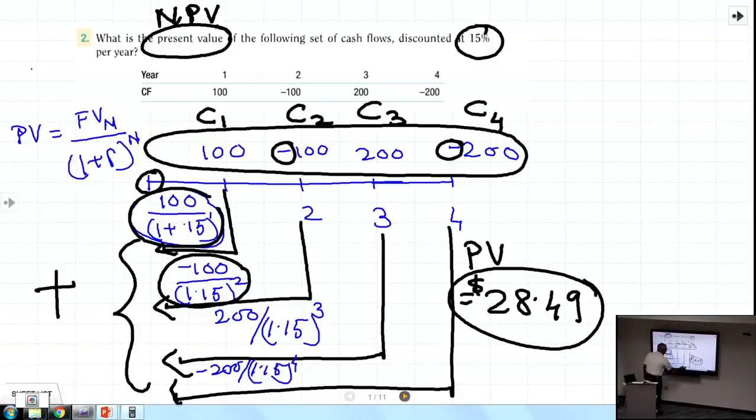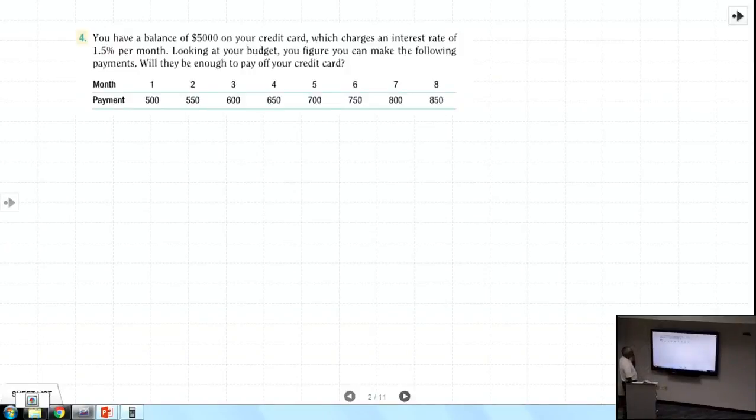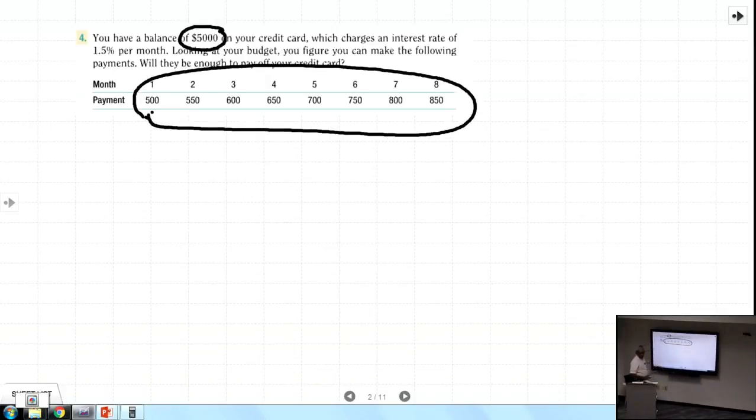Okay. Now we go to another type of problem. Over here, again, you have a $5,000 balance on your credit card with interest rate charges of 1.5% per month. Looking at your budget, you figure you can make the following payments. Will they be enough to pay off your credit card? So again, these are payments in the future. Year 1 payment, year 2 payments, year 3 payments. So either you can pay off all 5,000 today, or you can use the following payment structure to pay them off.